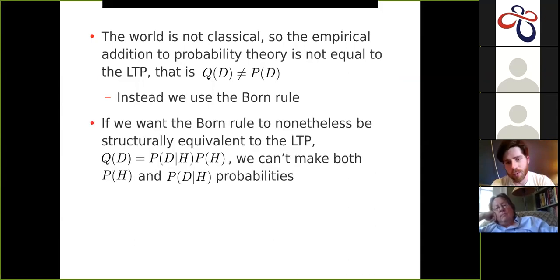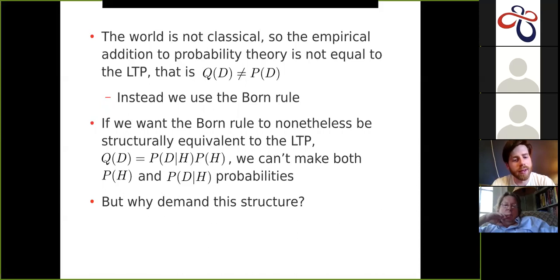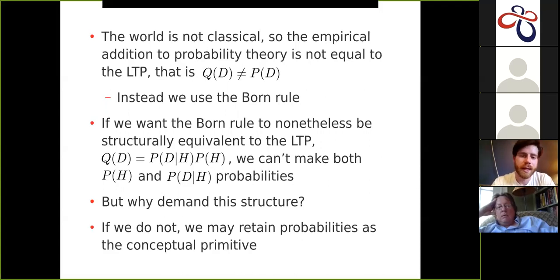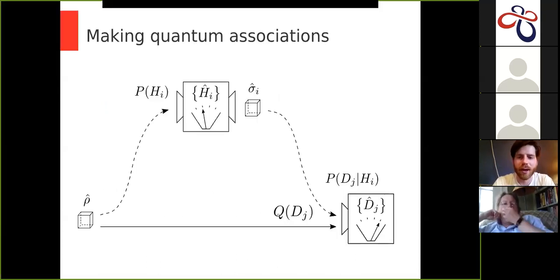If we want the Born rule to nonetheless be structurally equivalent to the law of total probability, that is, a matrix times a vector, then it turns out we can't make both that conditional probability matrix and the probability vector probabilities, at least not with the most economical representation of a MIC. But why would you demand this structure? I mean, this structure came from the law of total probability and a perceived virtue for the addition that you get from thinking about phase spaces. But if I'm not thinking about phase spaces, which is the initial posit of this thrust, then we actually may retain probabilities as a conceptual primitive. So let's see how we can do that by returning to quantum mechanics in this measurement scenario.